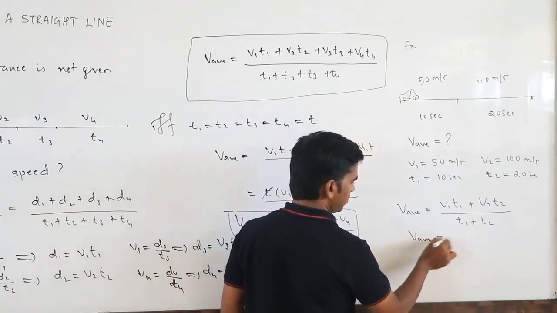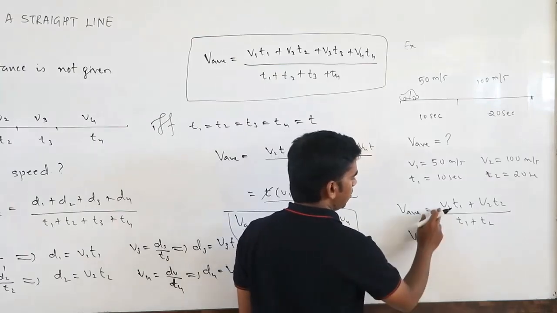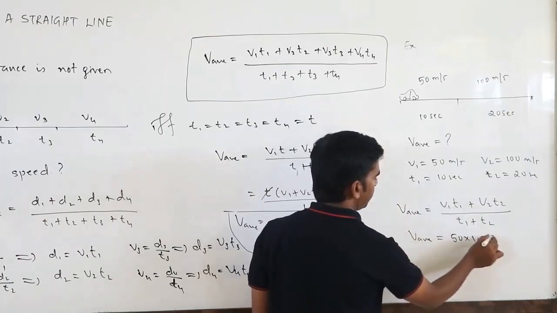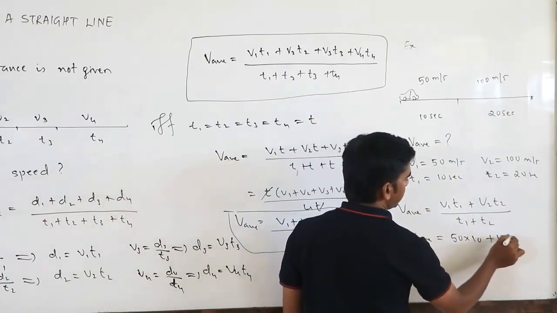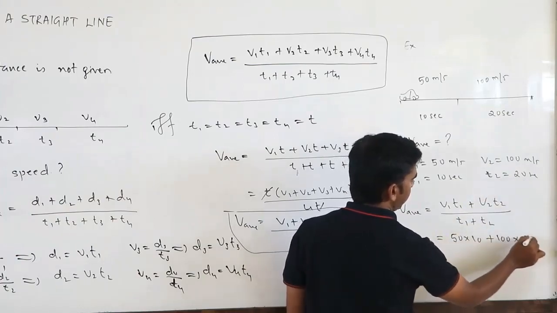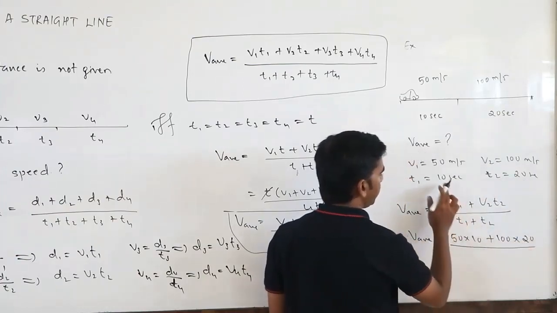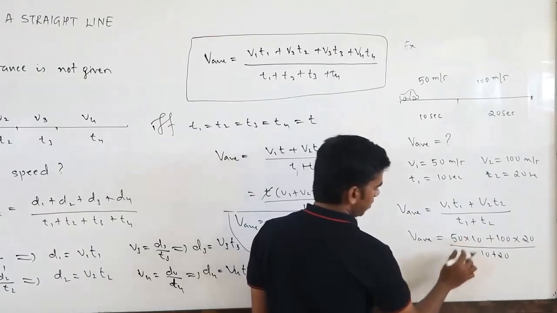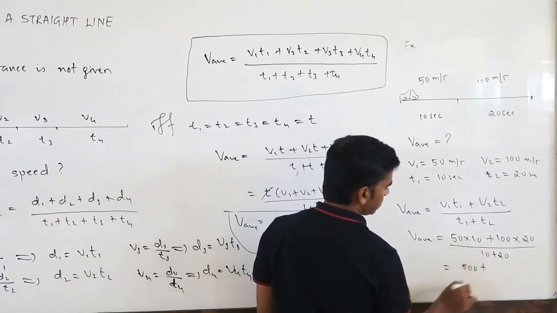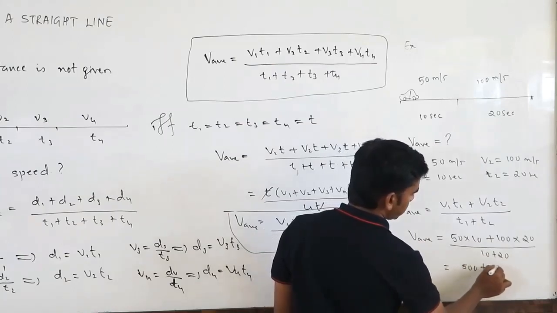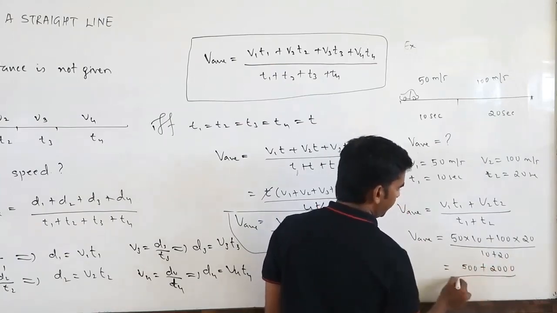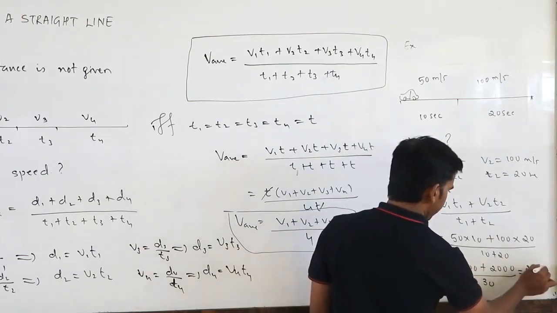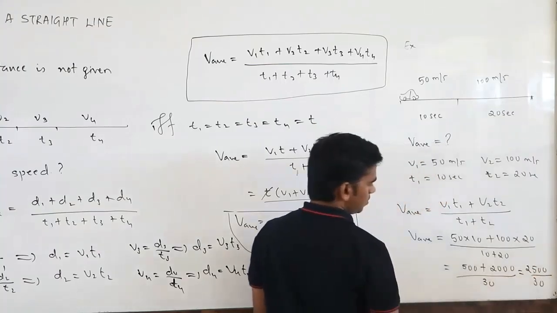So V average is equal to, what is V1? 50 into T1, which is 10, plus 100 into T2, which is 20, divided by 10 plus 20. So what will you get? This will become 500 plus 2000, divided by 30. So this is 2500 divided by 30.